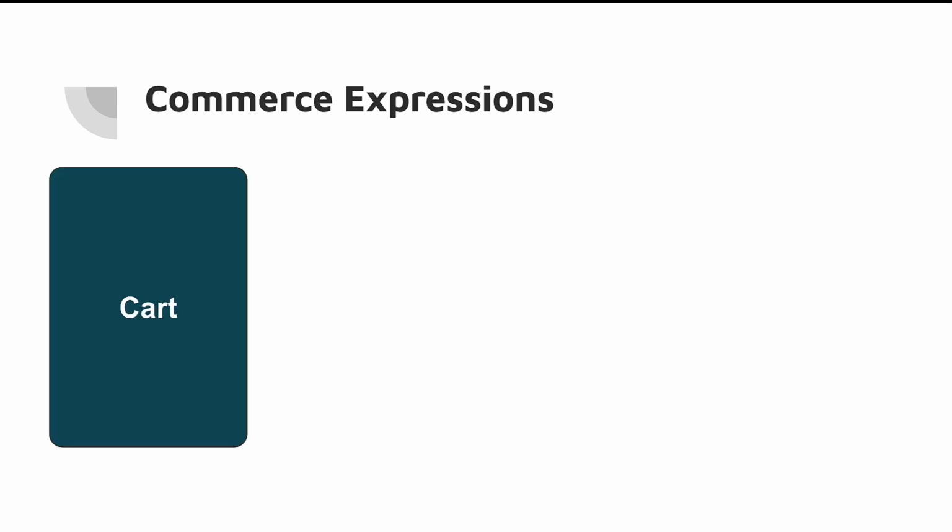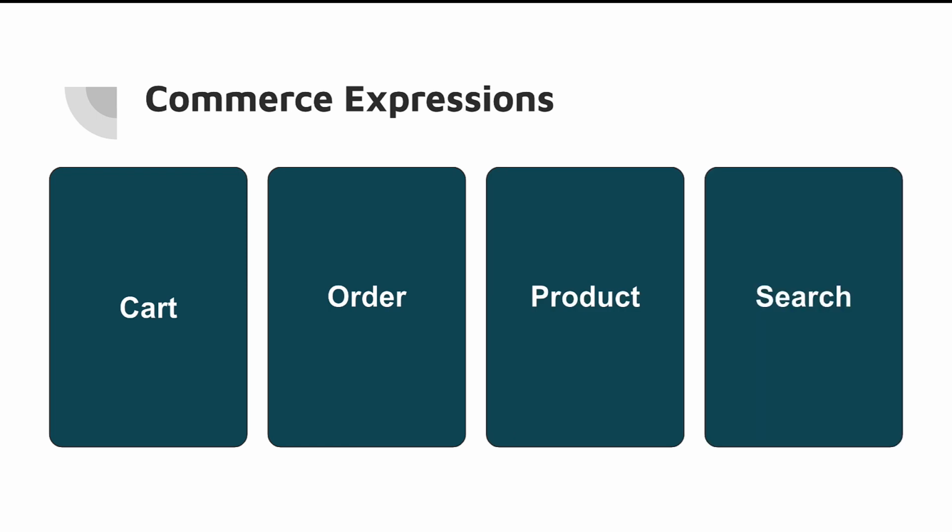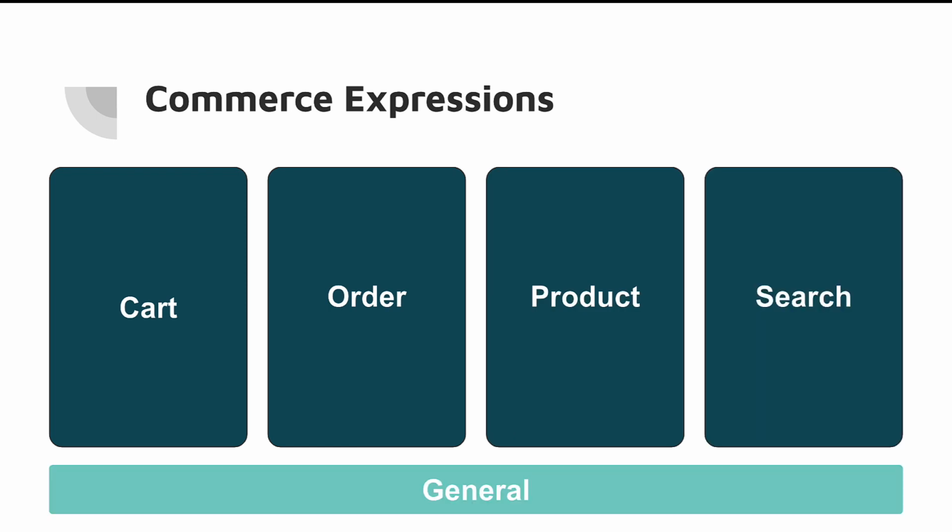So when it comes to commerce, what are we looking at here? What data do we have access to? We have data on a couple different pages. Number one is cart. We have some cart expressions. We have order expressions, product expressions, and search. And then underneath it, we have our general expressions that we can use across all these pages. What this means is that on every single one of these pages within the commerce experience, we can use expressions to pull data about these records right into the page and into our own components without any custom Apex to pull this information in.